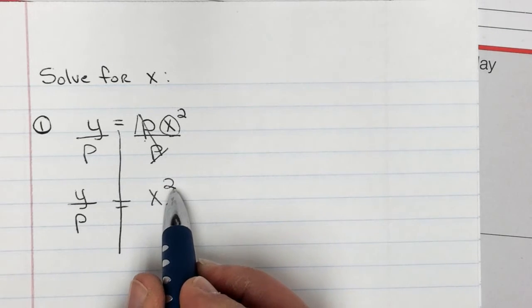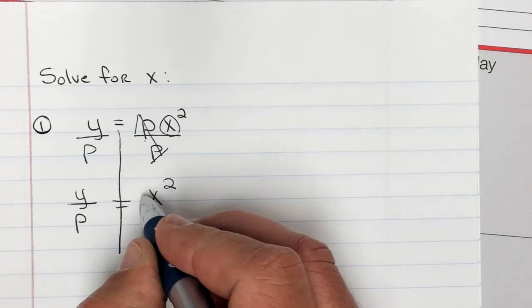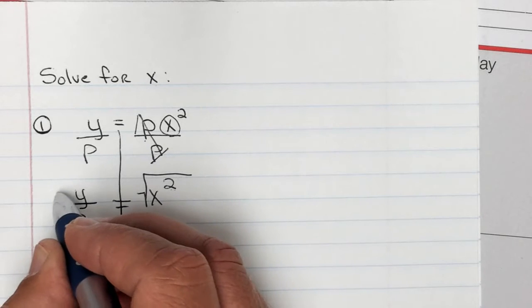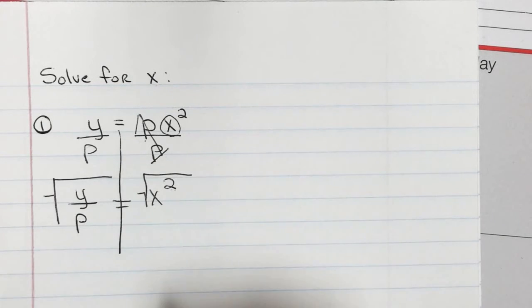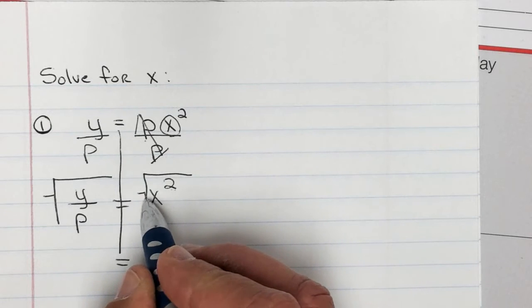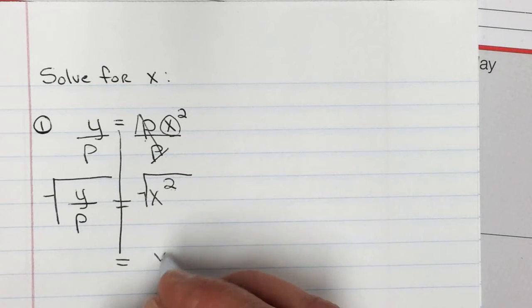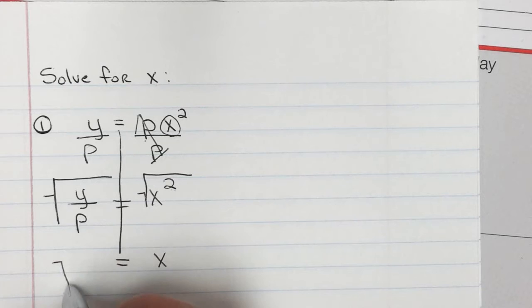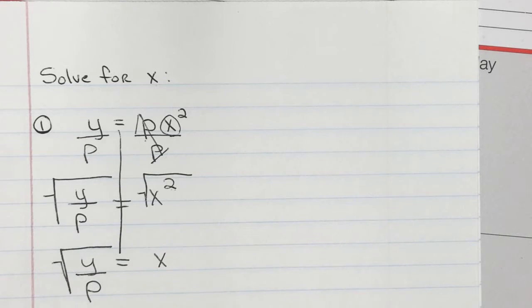The opposite of squaring is the square root. So once you do that, the square root of an x squared is just x, and your answer is the square root of y over p.